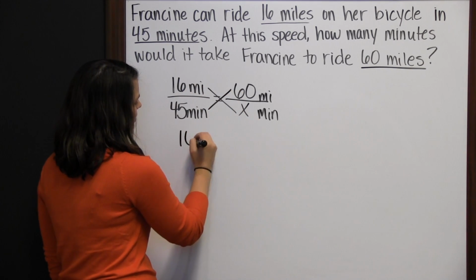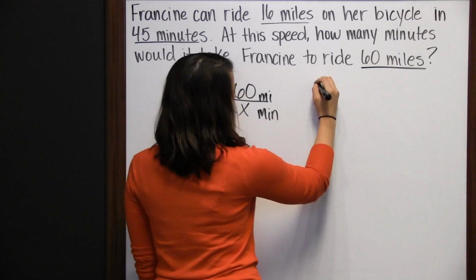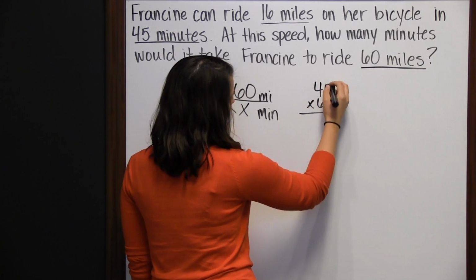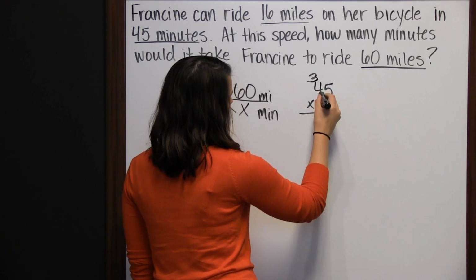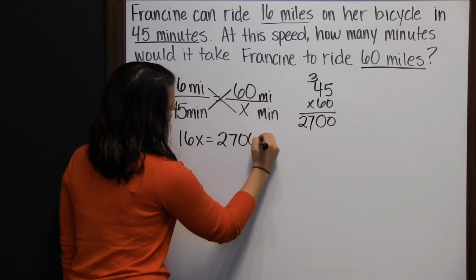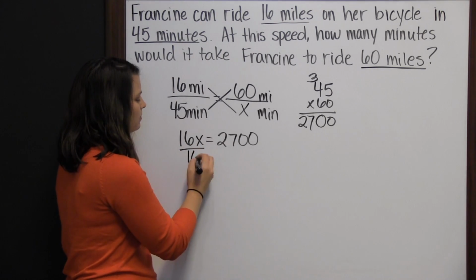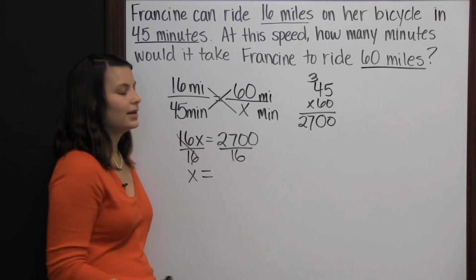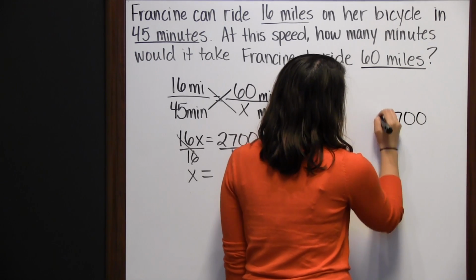16 times x is 16x, and that equals 60 times 45, 0. 6 times 5 is 30, carry the 3. 6 times 4 is 24, plus 3 is 27. So 2,700. And then we solve for x by dividing both sides by 16. So x equals, and now I need to find out what 2,700 divided by 16 is.